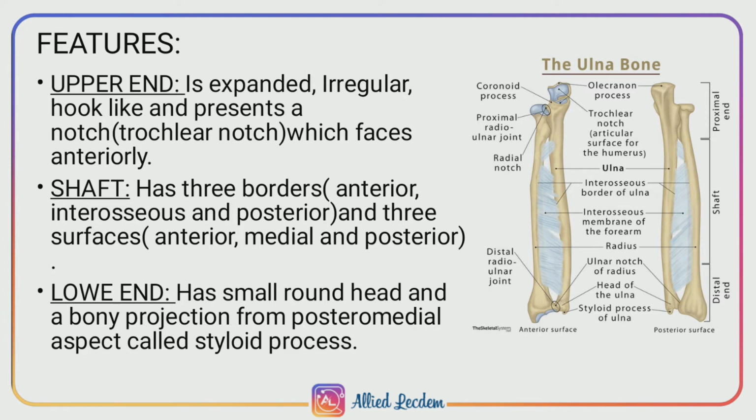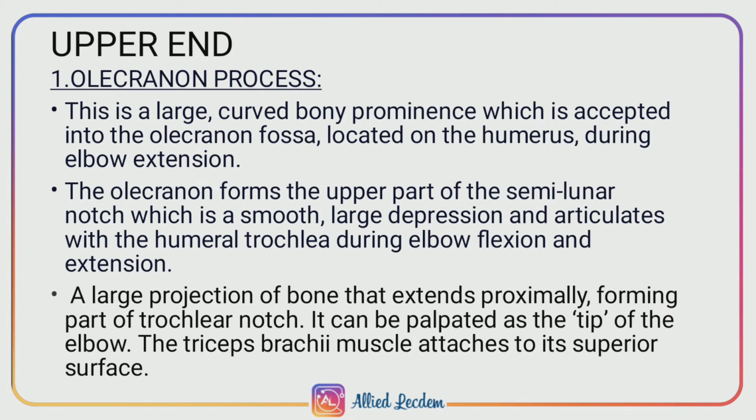In the structure of the ulnar bone, first we'll note that the ulna is a long bone, larger proximally than distally. The upper end is expanded, irregular, hook-like, and presents a notch, the trochlear notch, which faces anteriorly. In the shaft there are three borders and three surfaces. The borders are anterior, interosseous, and posterior, whereas the surfaces are anterior, medial, and posterior. The lower end has a small round head and a bony projection from the posterior medial aspect called the styloid process. First, we'll see about the upper end.